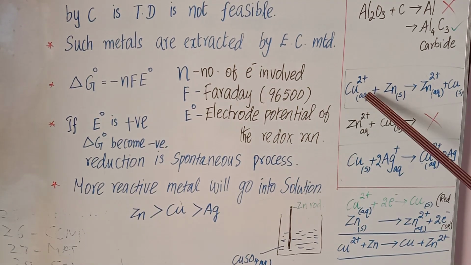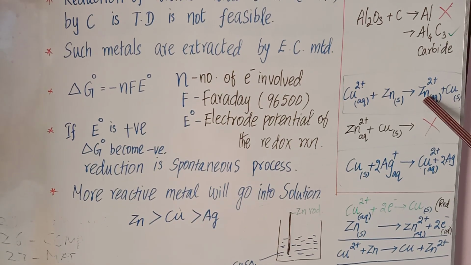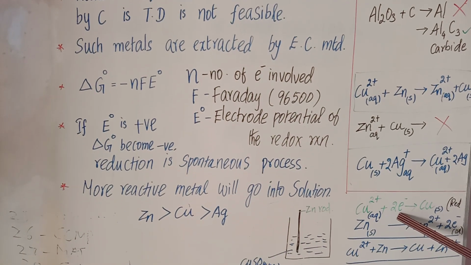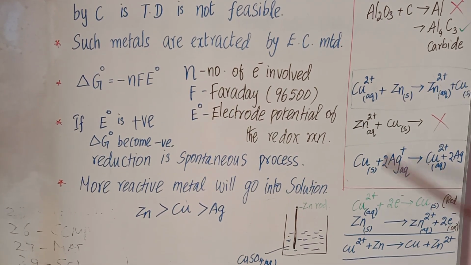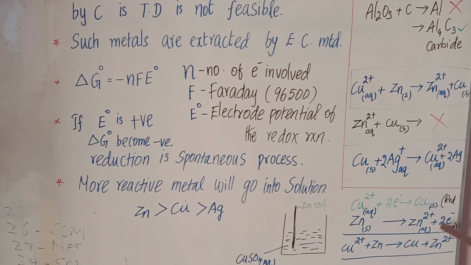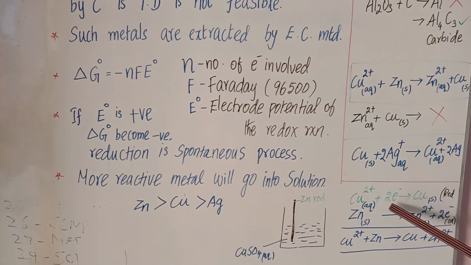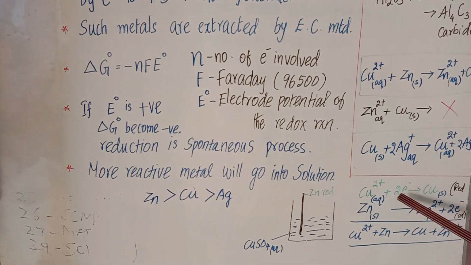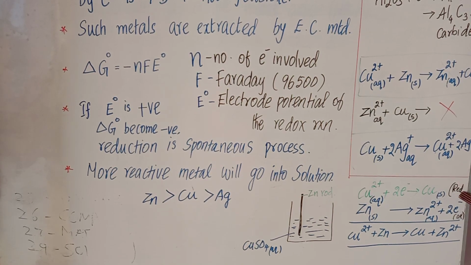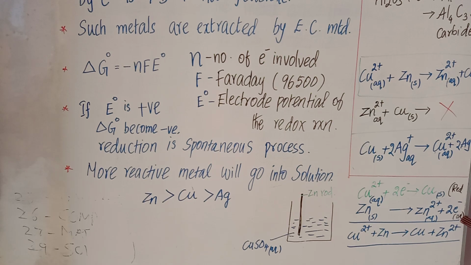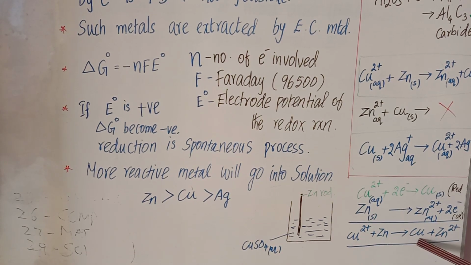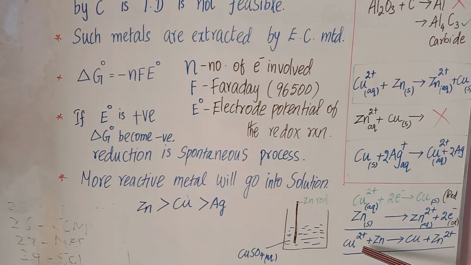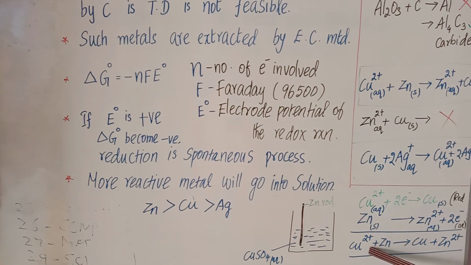For example, Cu2+ plus Zn gives Zn2+ plus Cu. In this equation, Cu2+ gains 2 electrons and becomes Cu, and Zn loses 2 electrons and forms Zn2+. So here is the addition of electrons, and here is the loss of electrons. Addition of electrons is called the reduction reaction, and this is the oxidation reaction. So the overall reaction is like this. This reaction is an example of a redox reaction, where reduction as well as oxidation takes place in a reaction.